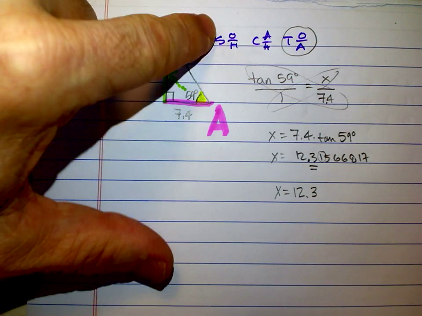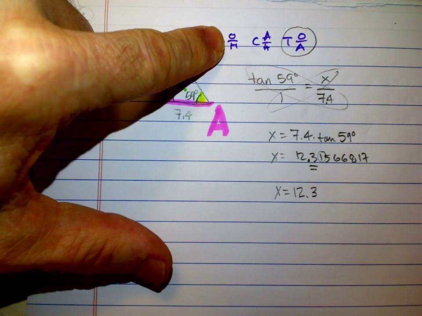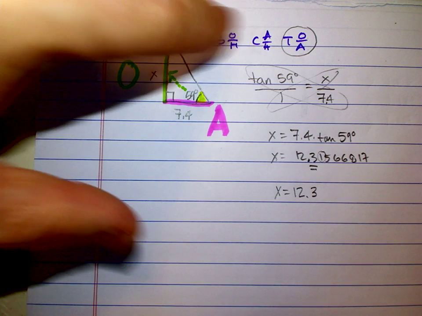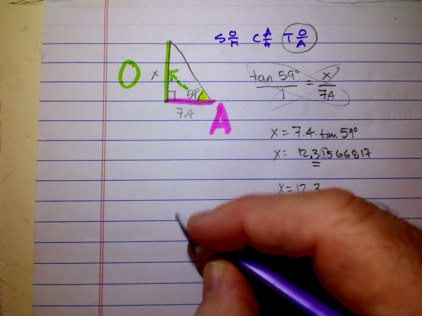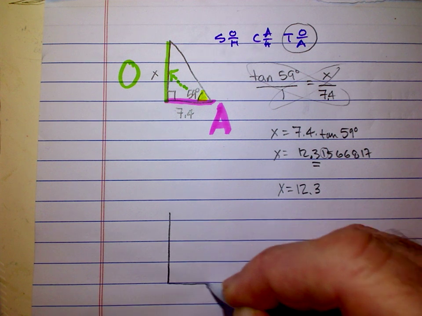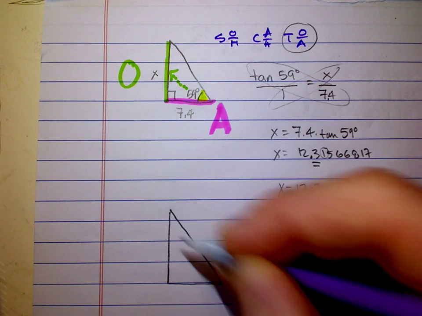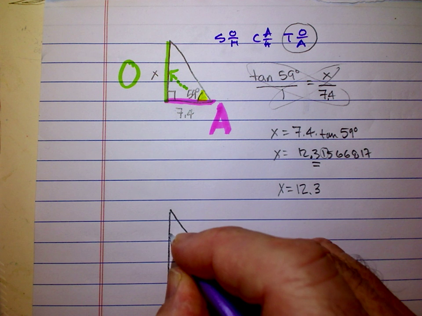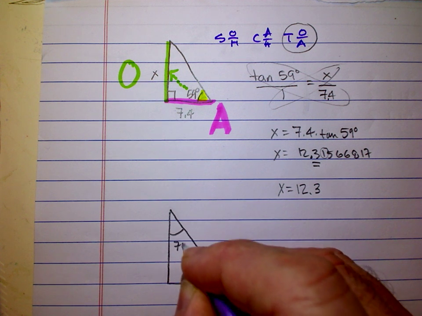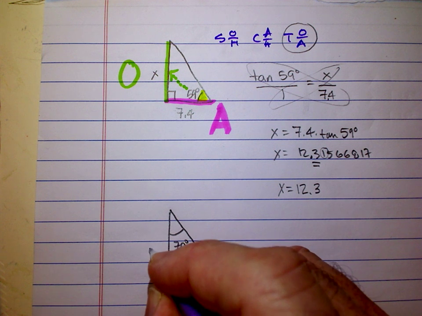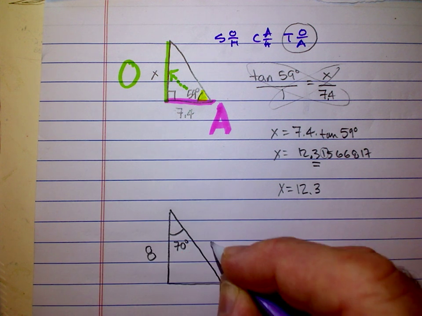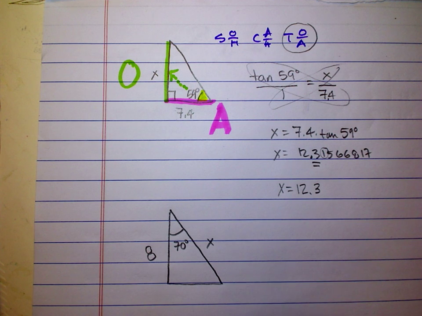Not all of them we'll use our tangent. Obviously, if we have an O and an H, we'll use sine. If we have an A and an H, we'll use our cosine. So let's take a look at another one here. Let's say that we have, again, a right triangle shown like this. Let's say that this is a 70-degree angle. And we're given that this side here is 8, and we want to find out what x is.